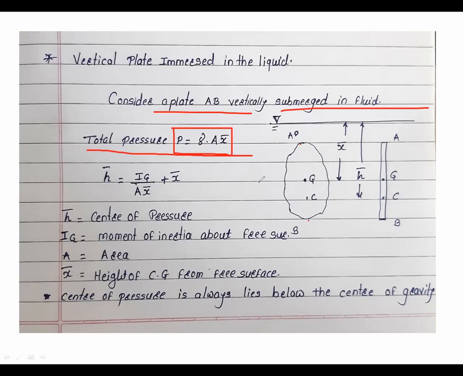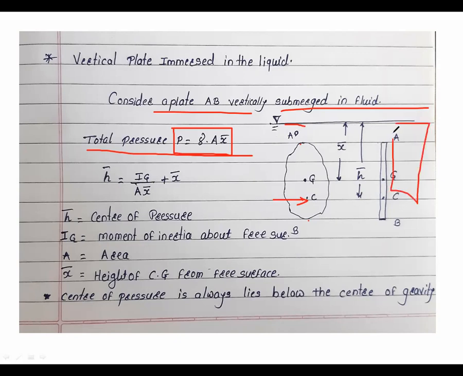So gamma A into X bar is the total pressure which is calculated on this particular plate, acting on the point C. If you seek to find out the depth of that particular point C, or center of pressure, with respect to the free surface.